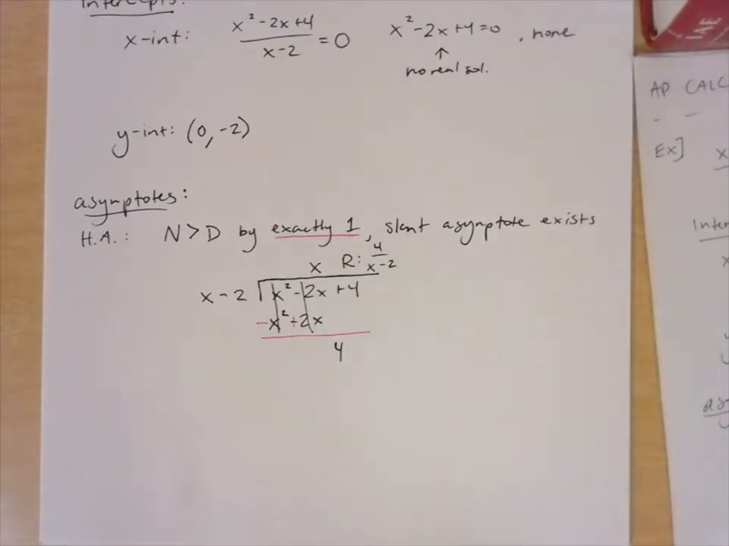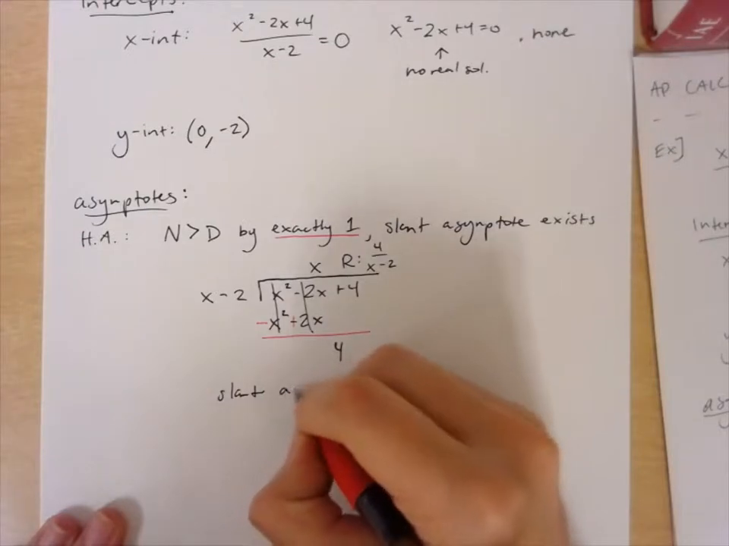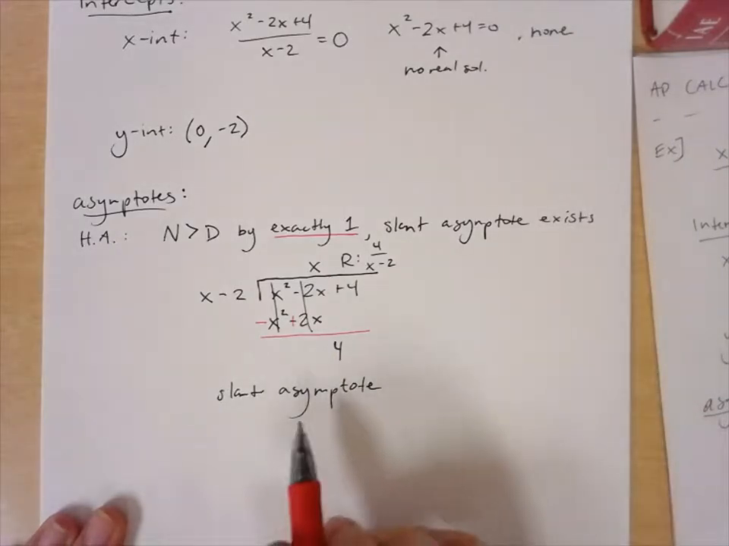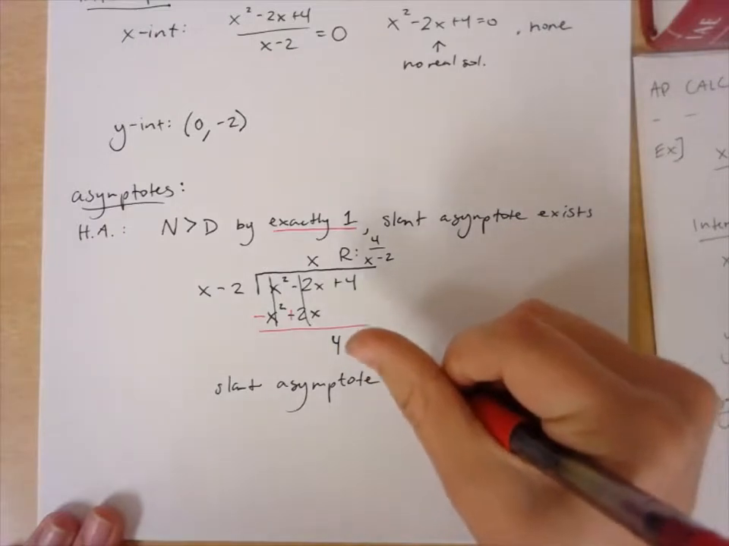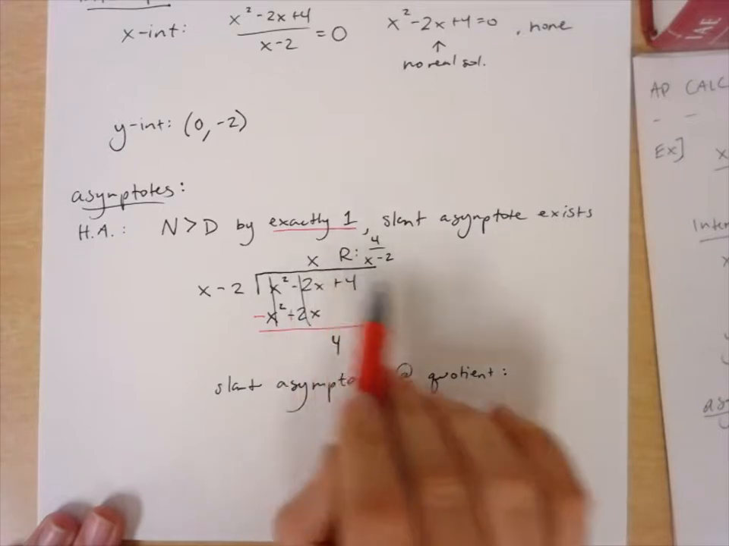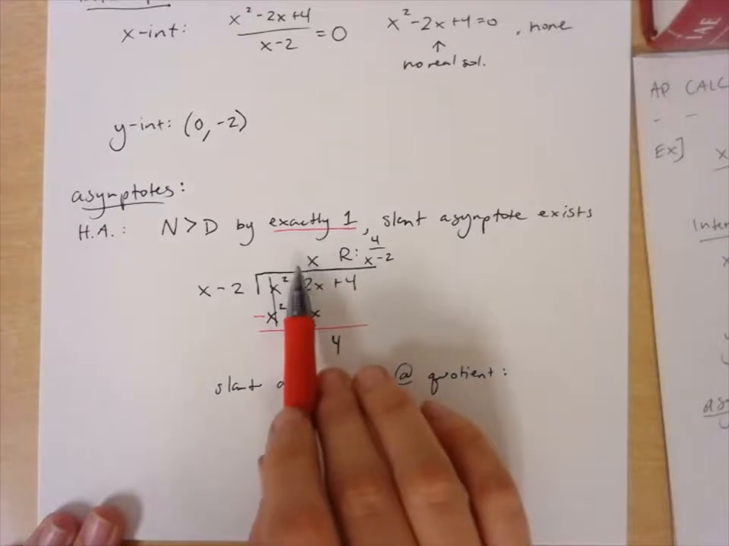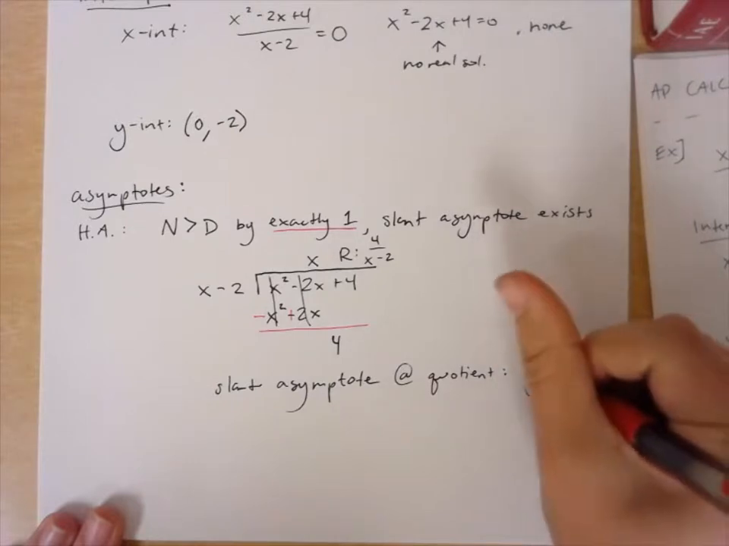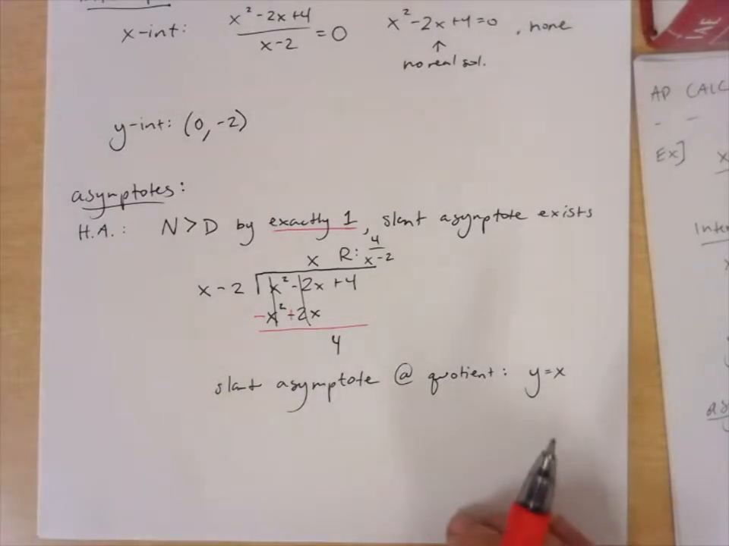And so what this means for the graph of our function is that there's a slant asymptote at the quotient, and the quotient was x. We're going to ignore the remainder. We're going to look at just what the quotient was without the remainder. The quotient was x, so we're going to say we have a slant asymptote at y equals x. And so that line is going to be an asymptote for us.